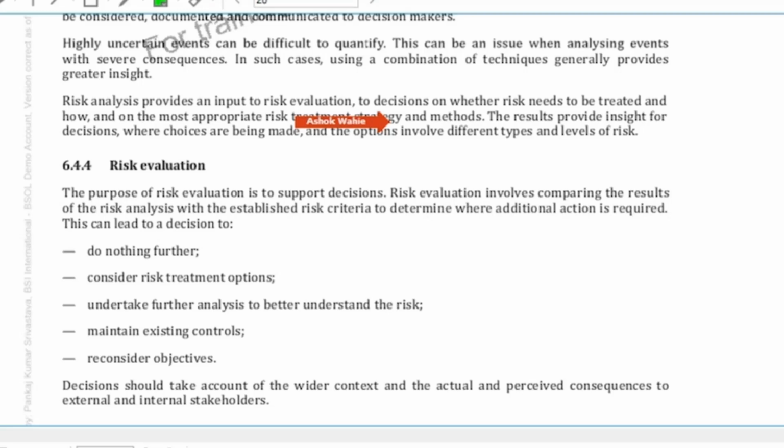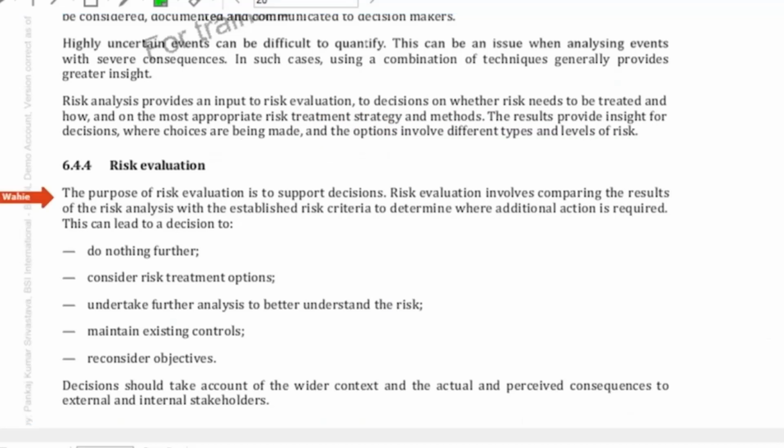Risk analysis provides insight for decisions where choices are made and options are involved. Should I accept this risk? Now, what do we do in the evaluation stage? Take a minute to read.